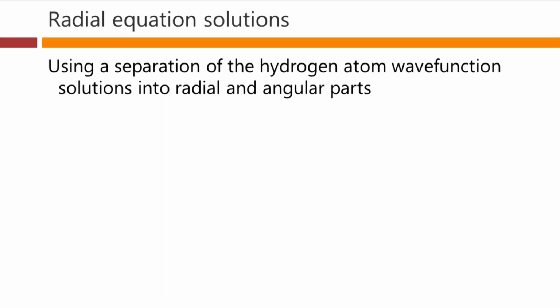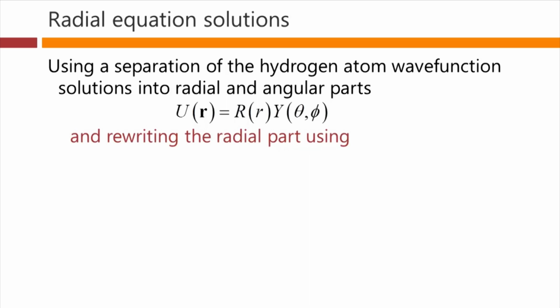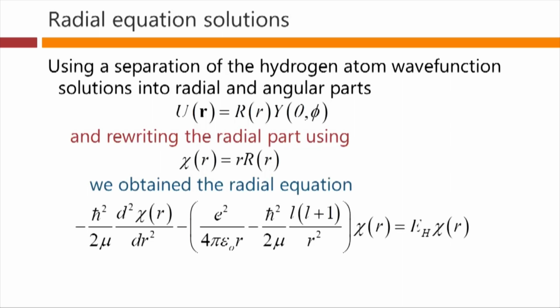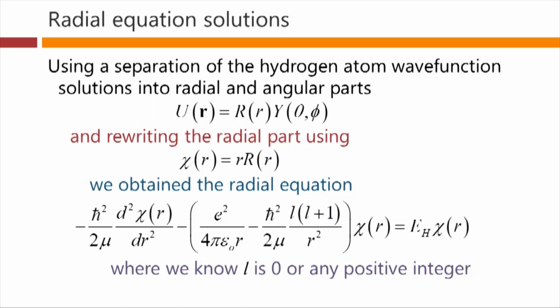Remember, we had used a separation of the hydrogen atom wave function into radial and angular parts for our internal states. And we had rewritten the radial part using this alternative way, and we had therefore obtained this radial equation here. And we know already from the solutions of the spherical harmonic parts that L is 0 or some positive integer.